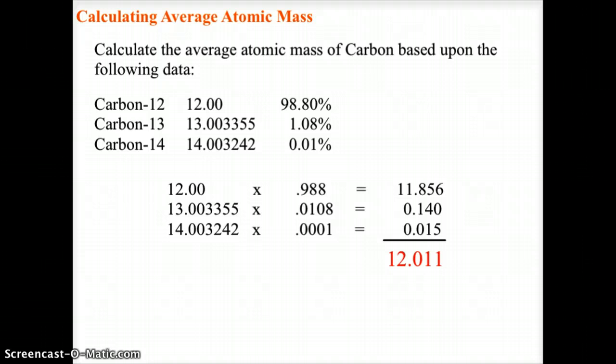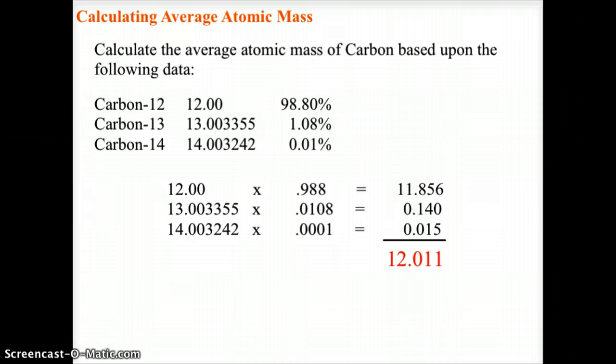So here we have the 3 types of carbon found on planet Earth. There's carbon-12, which has a mass of 12.00, and that's represented by 98.8% of the atoms of carbon found on the planet Earth. And carbon-13, 13.003355 is the mass of that carbon-13, and that's representative of 1.08% of the carbon on Earth. And then carbon-14 is 14.003242 for a mass and represents 0.01% of the carbon on the planet.